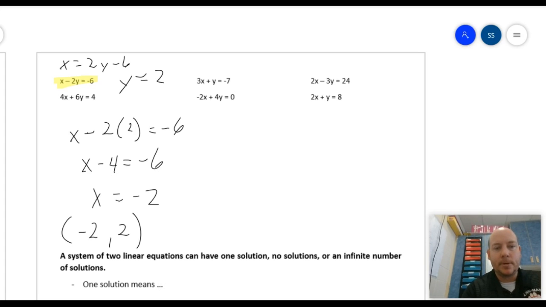Good. And again, we could check those. Negative 2 minus 2 times 2 is 4. Negative 2 minus 4 is negative 6. 4 times negative 2 is negative 8. 6 times 2 is 12. Negative 8 plus 12 is positive 4. So it works in both equations.